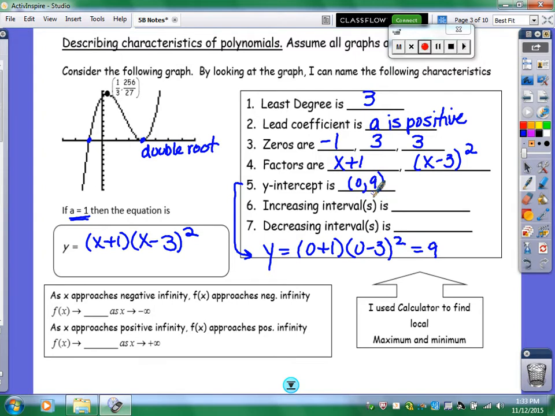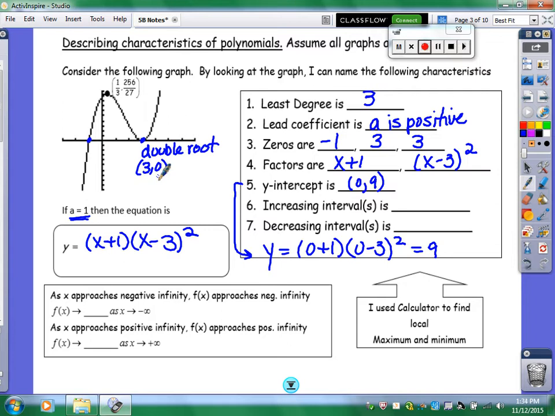All right, let's look at increasing and decreasing intervals. Right now, how we find a local maximum and minimum. The reason I call it local is because it's the highest at that particular point. It's the highest part of this graph, and this is a local minimum. I just used the calculator. This one is going to be 3, 0. We can read that off our graph.